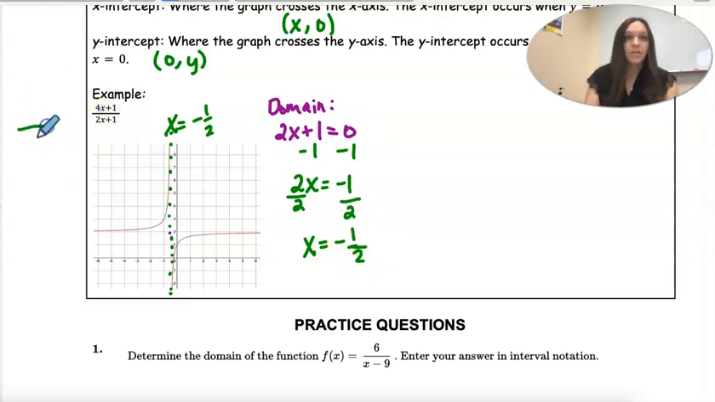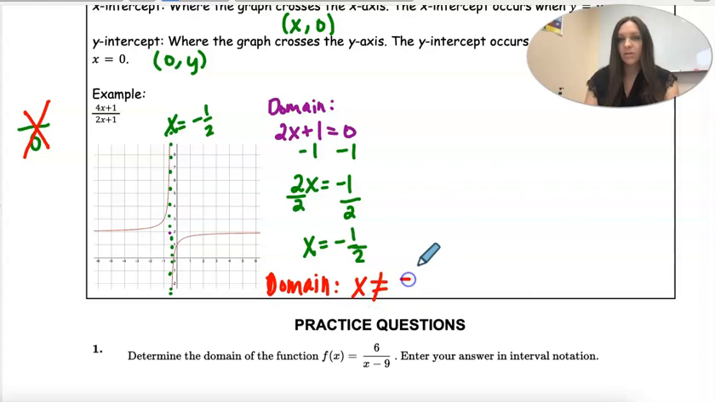So what happens when a denominator is 0? It's bad. This cannot happen. That's why we get the asymptote, because we cannot have x equals negative 1/2 on the denominator, because we cannot divide by 0. So that's where the asymptote comes from. So when we're looking at domain, we just found the value that x cannot equal. So for the domain, x cannot equal negative 1/2.